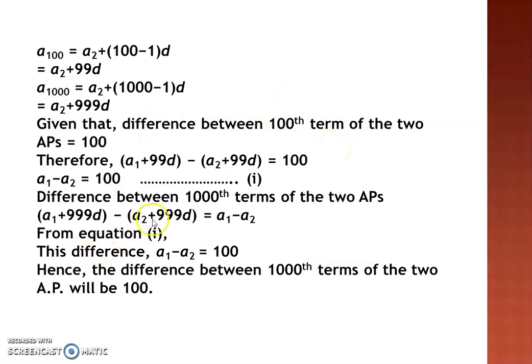A1 plus 999D minus A2 plus 999D. Again here, plus and minus 999D will get cancelled. So we are again getting A1 minus A2, which we have already found above is 100. So the difference between the 1000th terms will also be 100. What we can conclude from here is that the difference between any two corresponding terms of these APs will come finally as 100 only, because the common difference is the same.